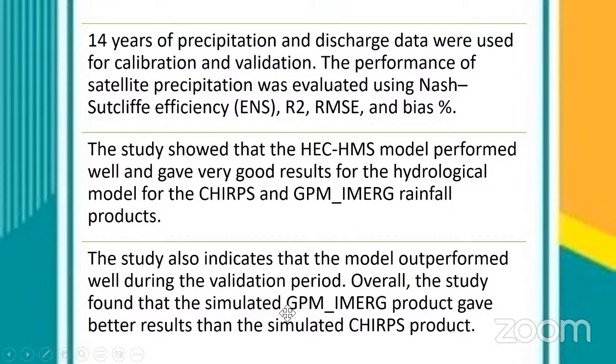The study also concluded that the model performed well during the validation period because the data were divided into two. Part of the data were used to calibrate the model, and part of the data were used to validate the calibrated parameters. Overall, the study found that the simulated GPM IMERG, one of the satellite products that we used during the study, gave better results than the simulated CHIRPS. It concluded that one of the satellite products gives us a better result than the other.